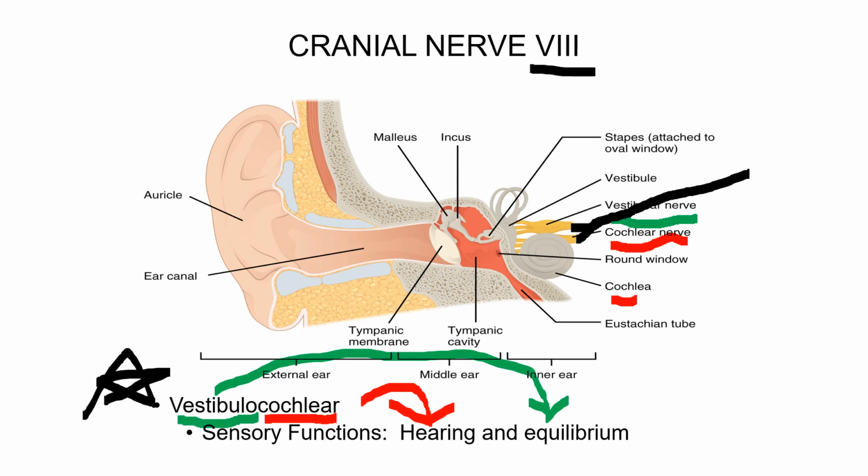Now, in some mnemonics and in some textbooks, you'll see this as the acoustic nerve. Acoustic meaning hearing, right? But we had to change it because we learned that this nerve also is involved with balance. It's not just hearing. So vestibulocochlear, it's still 100% sensory. Okay, it's not a mixed nerve. It's 100% sensory. It's just it has two senses. It has your balance and your hearing.